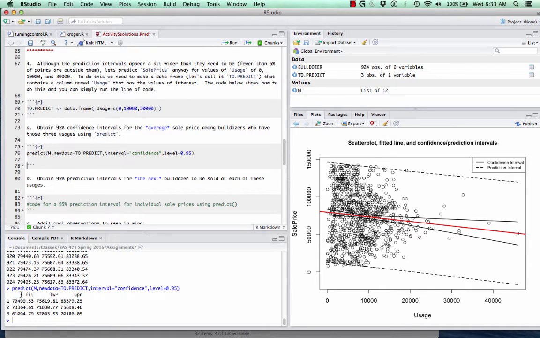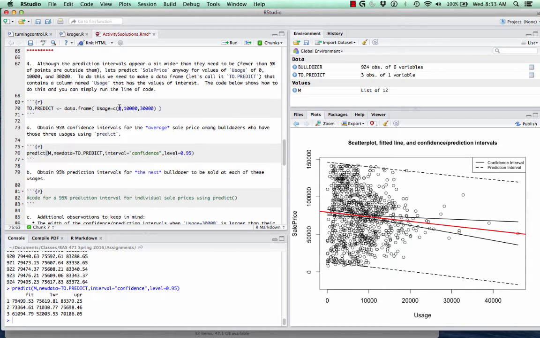So we'll run that, and on the far left column are the point estimates, basically the values that we would get out by plugging in usage into the regression equation, and then the lower value and the upper value of the 95% confidence interval. So in this case, for a brand new bulldozer with a usage of 0 that corresponds to the top row here, I would predict that the average selling price is about $79,500. And there's an uncertainty about that prediction. I'm 95% confident that the average selling price would be between about $75,600 to $83,400.